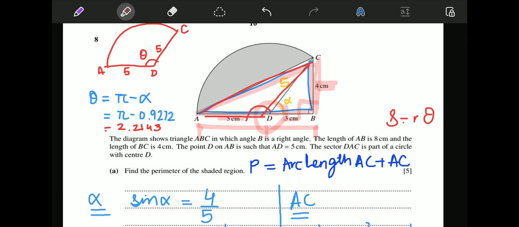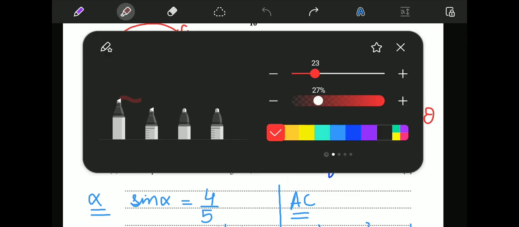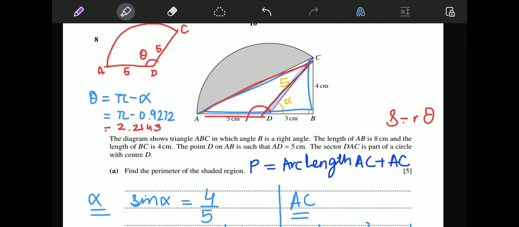Okay, now we are talking about DAC sector. This is DA and C. This is your sector with the center D, and obviously then this part AD and DC are going to be the radius. So ADC I have shown this over here with center D and this radius as 5. You can see from both sides. Find the perimeter of the shaded region. This is your shaded region, so we have to find the perimeter.